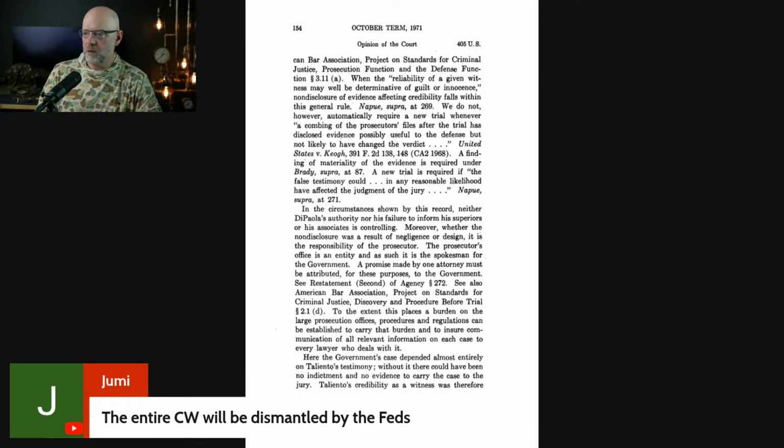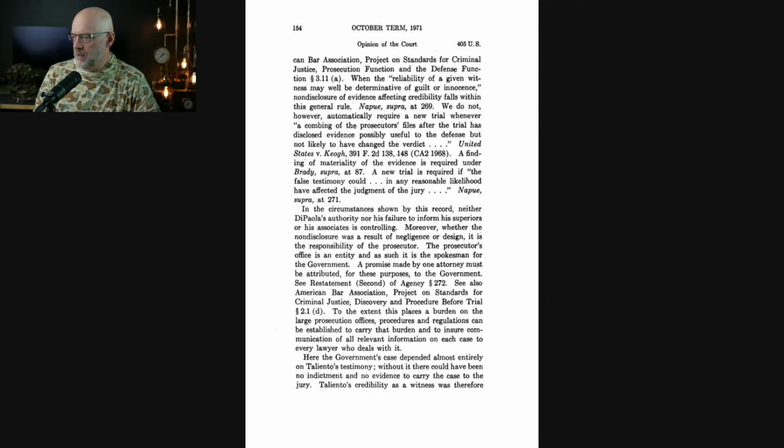Jimmy, the entire Commonwealth will be dismantled by the feds. Well, I don't know if that's going to happen, but I think they're going to have different issues coming up with different witnesses. I think there'll be surprises that come out and just absolutely blow up in the prosecution's face. There's going to be some lead bombs dropping in that courtroom, I suspect.